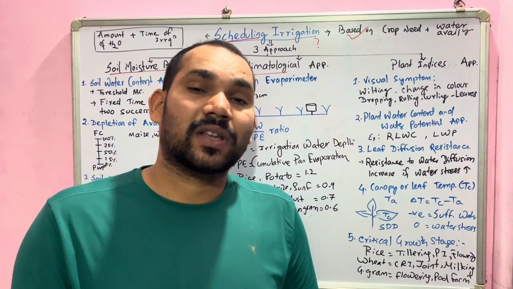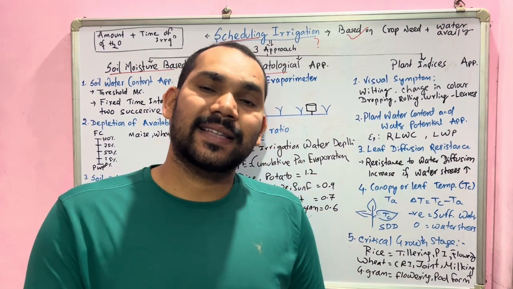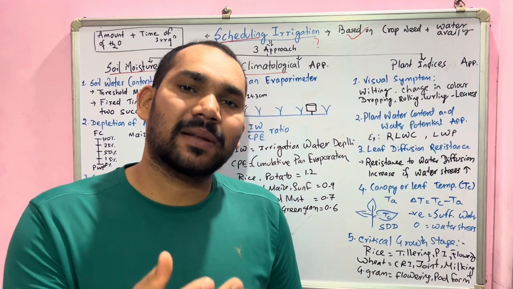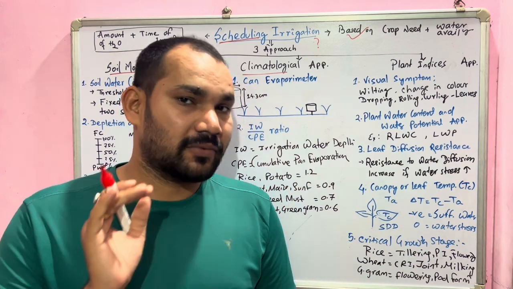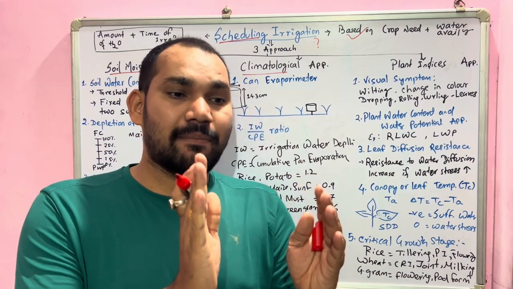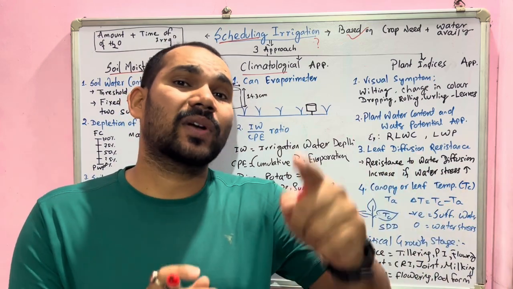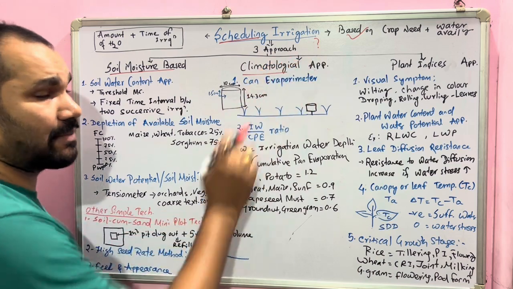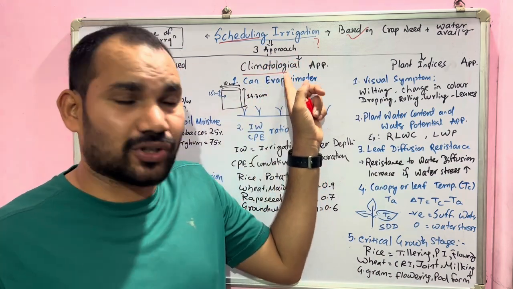That means the gap between two irrigations will be less. But imagine if your climatic condition is cool and humid climate, that means in this case the evaporation loss is less, and simultaneously the transpiration loss is also very less. So in this case the gap between two irrigation periods will be more, that means the frequency of irrigation will be less. So in this case the climate based approach you have to find out basically based upon the evaporation approach.